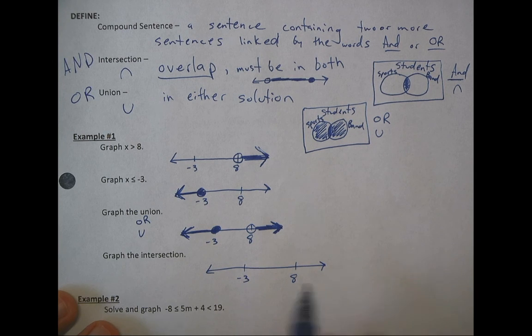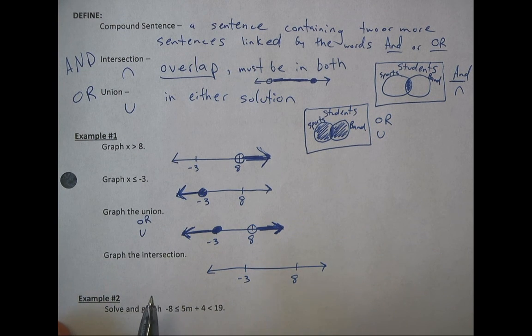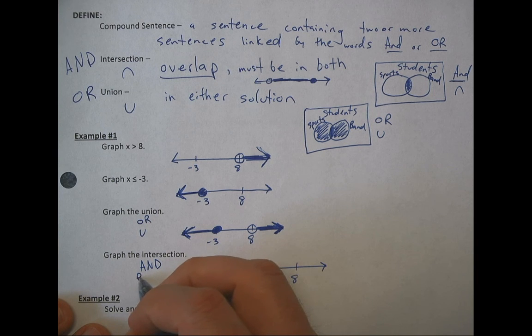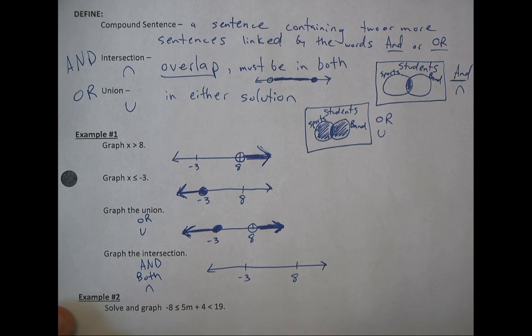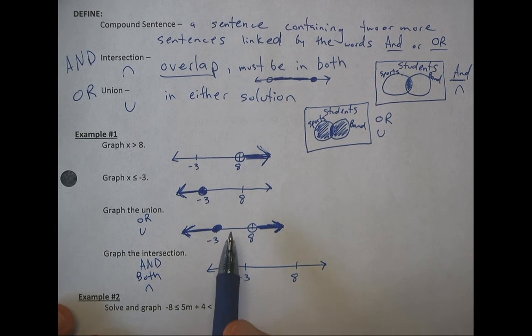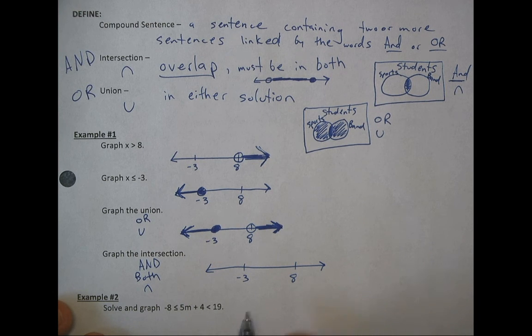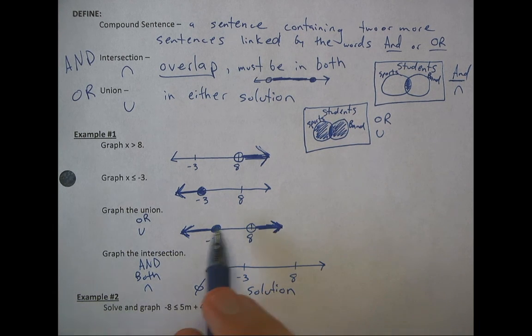So x needs to be greater than 8, and it also needs to be less than -3. It needs to be both. That's the "and" symbol. So what numbers are less than -3 and also greater than 8? Well, none. There is no solution here. There's no overlap. Neither one of these lines or solutions will ever overlap. So in this case, there is no intersection.